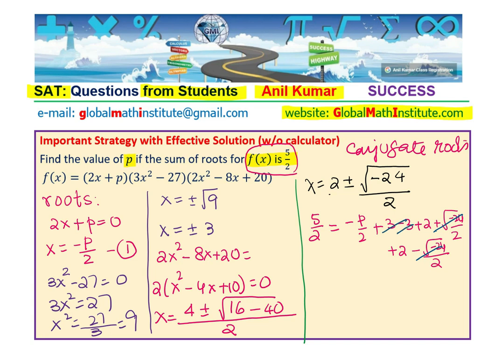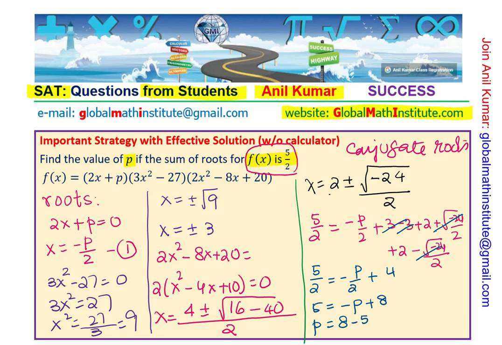You see that. So we are left with 5 by 2 equals to minus p by 2 plus 4. Multiplying by 2, we get 5 equals to minus p plus 8, right? And bringing p here, we have 8 minus 5, which is equal to 3. So we get the value of p as 3, right? So we have our solution, p equals to 3. So see, we have found the answer itself.